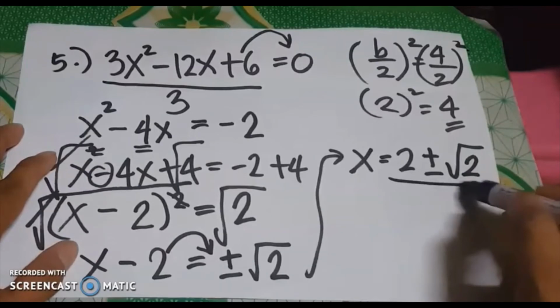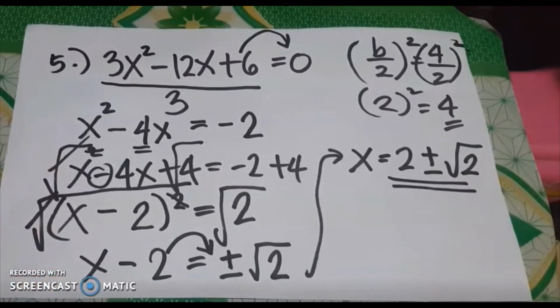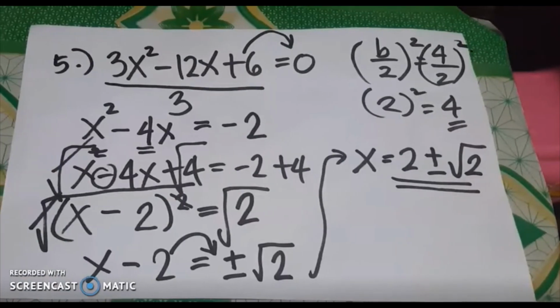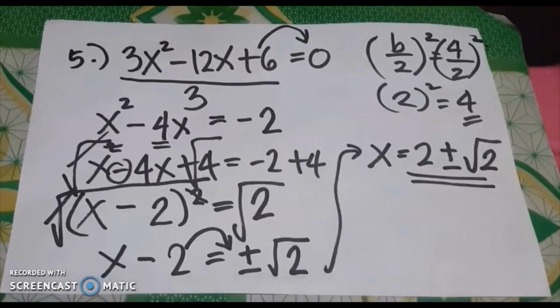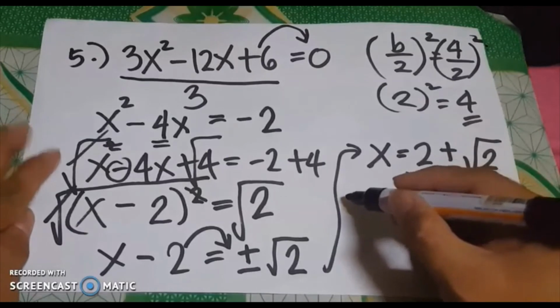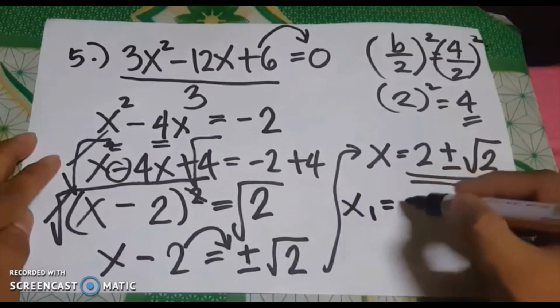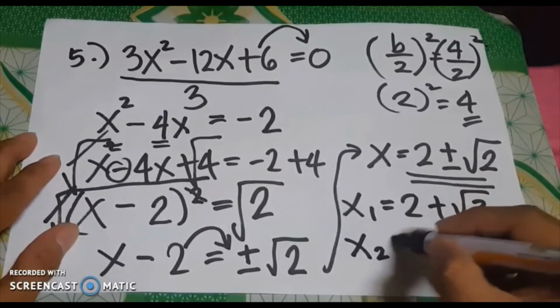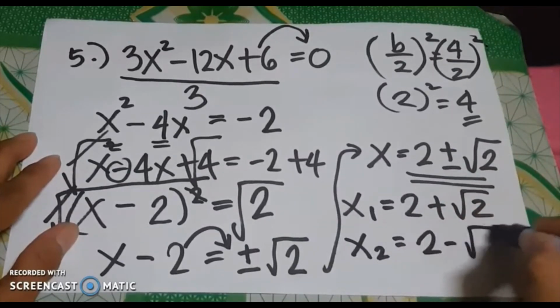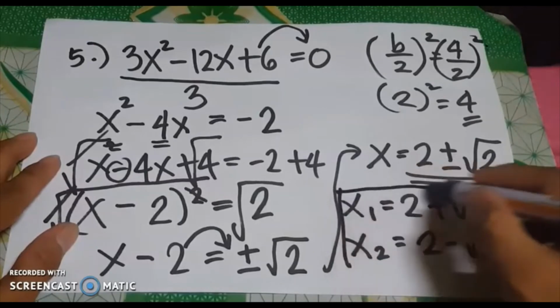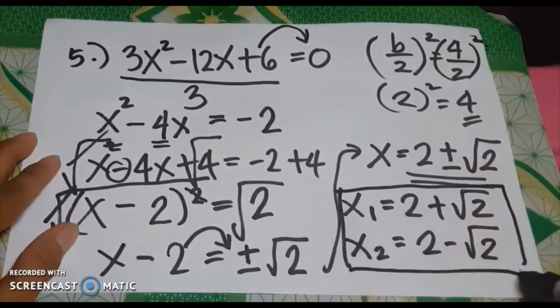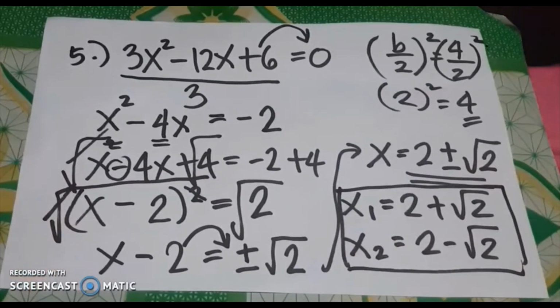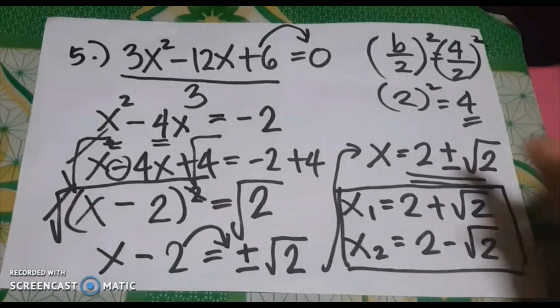So this is already accepted as your solution. So we can say that the solutions are 2 plus or minus the square root of 2. Or gusto mas maging sigurado pa, your first solution is x sub 1 equals 2 plus square root of 2, and the other one is x sub 2 is equal to 2 minus square root of 2. So for us to come up with the two solutions to the given quadratic equation. Kasunod tayo. Next.